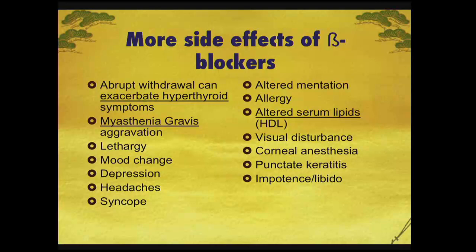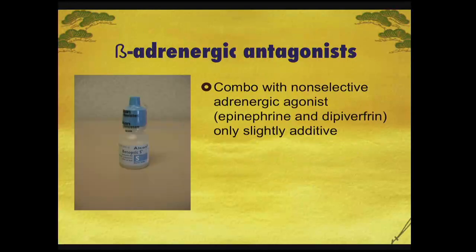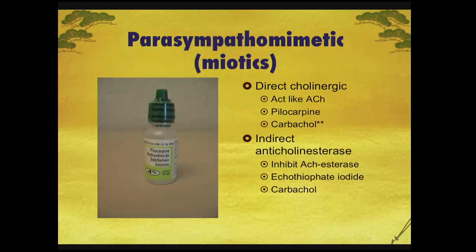You can also, these are lesser known, again, that they like to test on. You can get an exacerbation of hyperthyroid syndrome symptoms if you suddenly stop a beta blocker in a patient with hyperthyroidism. Myasthenia gravis can be aggravated, and HDL can be affected. I don't know if they still test on this, but basically non-selective adrenergic agonists are not that effective in combination with beta blockers.